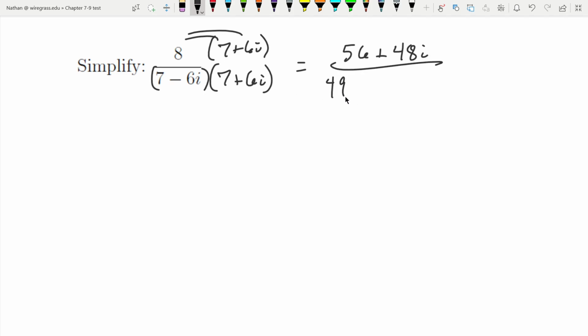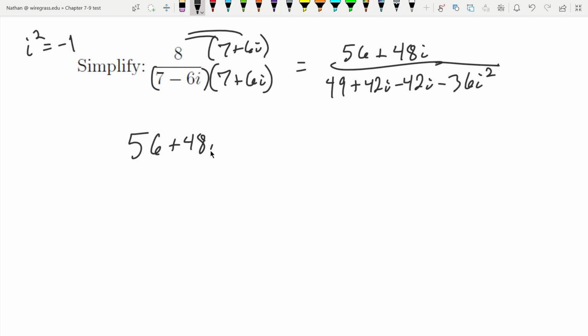7 is 49. 7 times positive 6i is going to be 42i. We're going to get negative 42i and then negative 36i squared. Of course, i squared is defined to be negative 1. So this is just really negative 1 here. And negative times 36, negative 36 is positive 36. So we get 56 plus 48i on top.